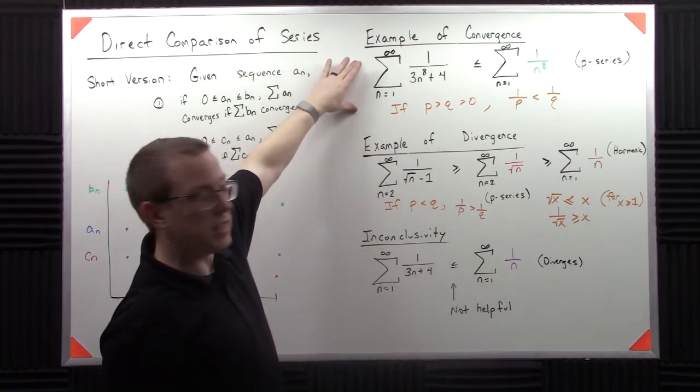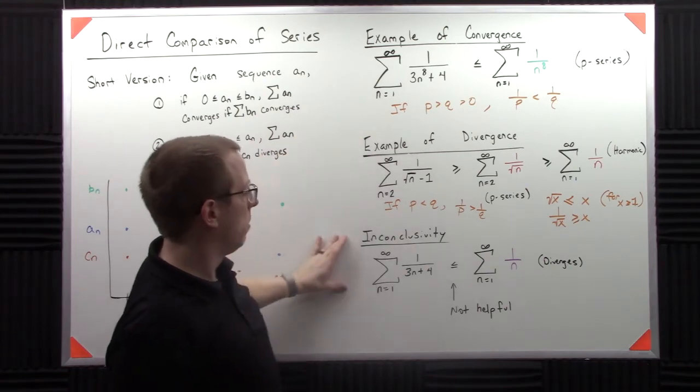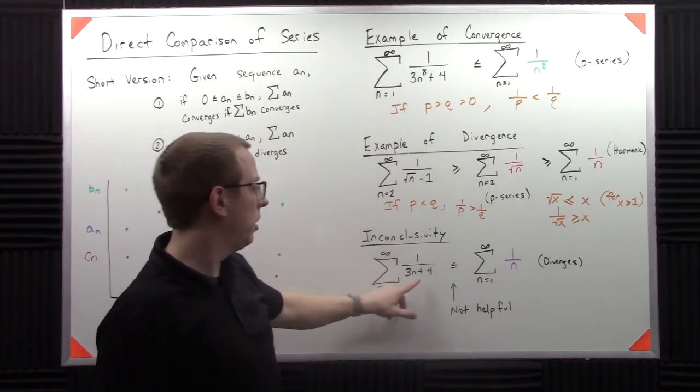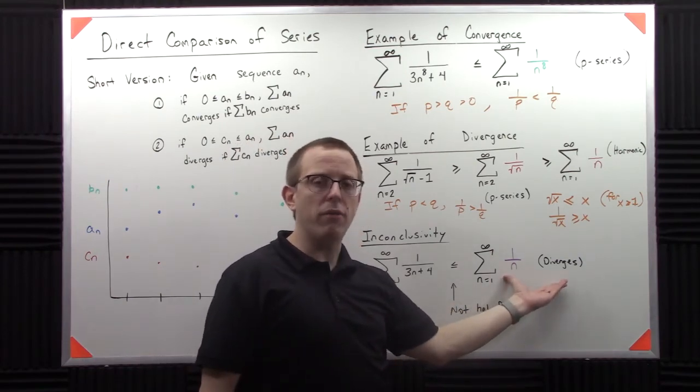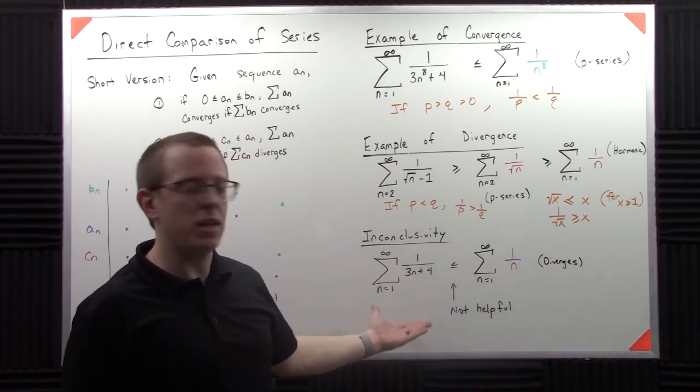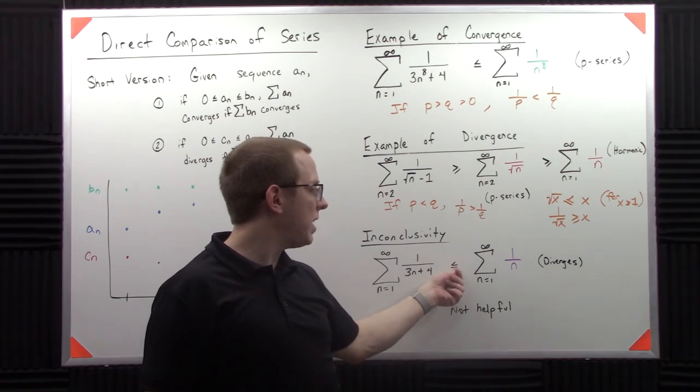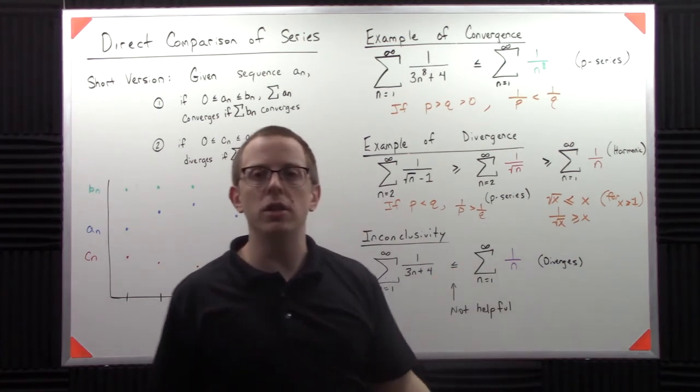Again, I'm using the exact same logic that I used up here, except instead of n to the 8th, I just have n. And this is known to diverge, but the theorem doesn't tell us anything. The fact that it's less than or equal to and divergent is not helpful.